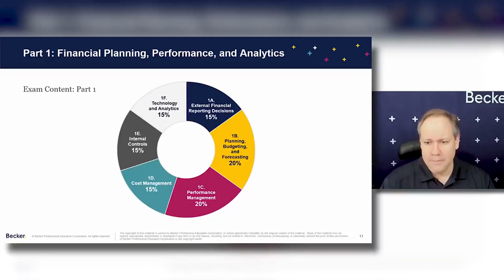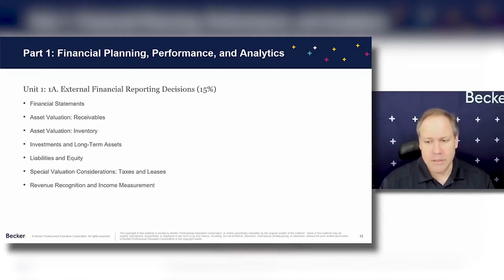When we look at Part 1, there are 6 different elements, and you can see them here, and their weighting. They're all, I like to say, relatively equal. It's not perfect. There are 2 that are slightly heavier weighted, but it gives you a good idea. These include external financial reporting decisions, cost management, internal controls, and technology and analytics. Each of those are 15%, and then planning, budgeting, forecasting, and performance management, each of those counting for 20%. On the next few slides, we'll go through in a little bit more depth what is included under each of those broad umbrella sections, starting with what's called Unit 1A.